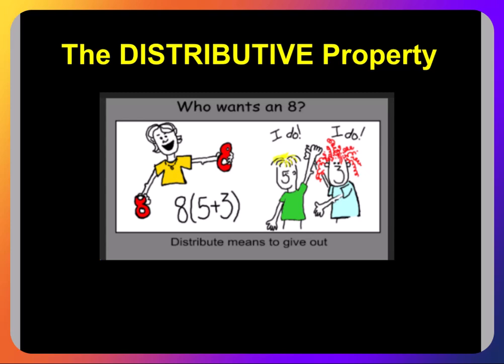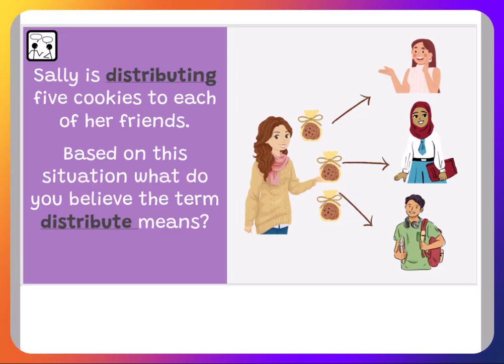Make sure as you're watching the video that you're taking good notes. Okay, we take a look here in this picture. Sally is distributing 5 cookies to each of her friends. So based on this situation, what do you believe the term distribute means? It means to share. It means to give, right? She's giving each person 5 cookies. She's sharing 5 cookies with each friend. Okay, distribute means to give out or to share.